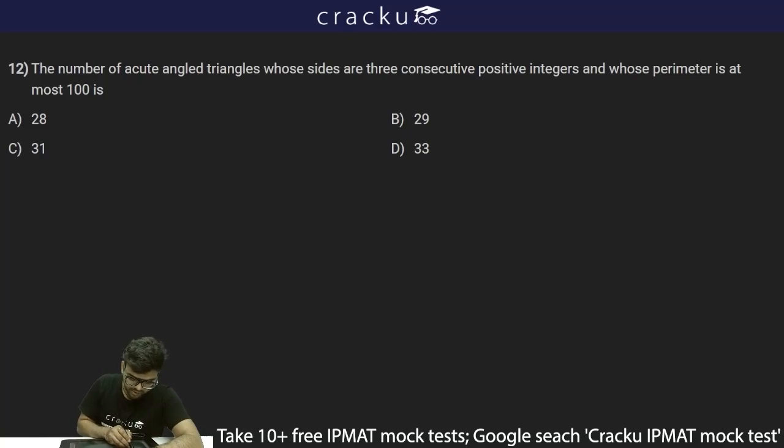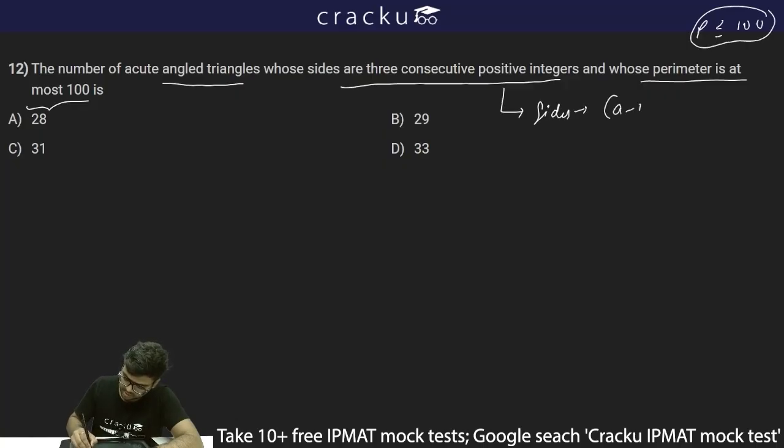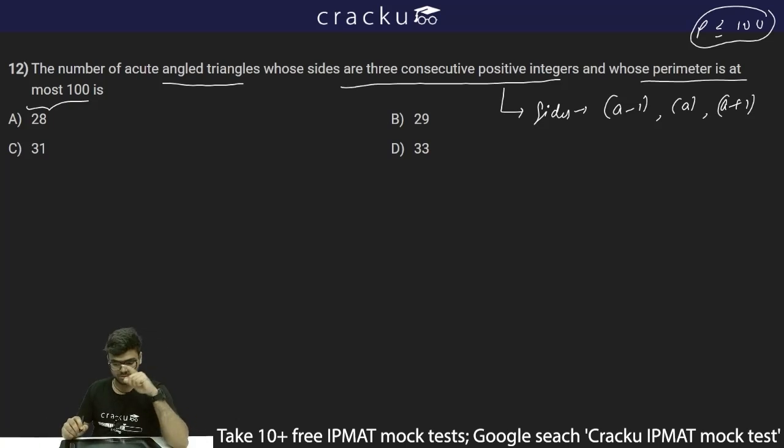The number of acute angle triangles whose sides are 3 consecutive positive integers and whose perimeter is at most 100. So the perimeter is less than or equal to 100 and the sides are 3 consecutive integers. So we can assume the 3 sides of the triangle to be a minus 1, a and a plus 1.